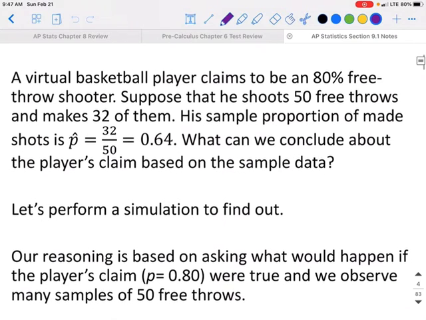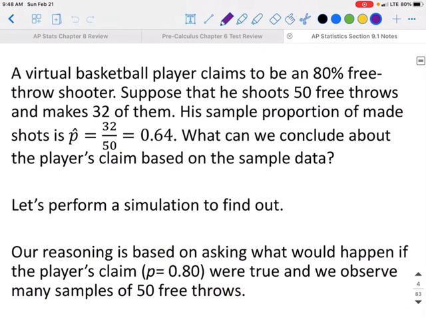A virtual basketball player claims to be an 80% free throw shooter. Suppose that he shoots 50 free throws and makes 32 of them. His sample proportion of made shots is p-hat equals 32 out of 50, or 64%. What can we conclude about the player's claim based on the sample data?